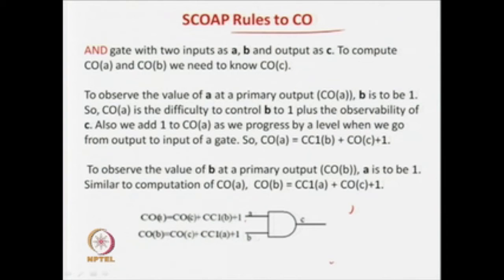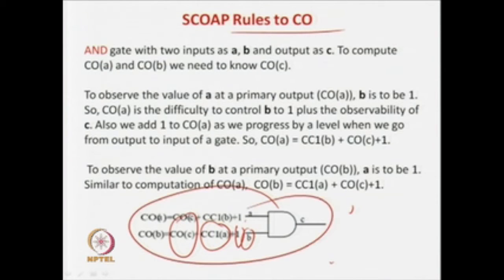Similarly, if you want to observe B, what you have to do? You have to make A as 1. So, the combinational controllability of A as 1 plus you have to observe C, because B will again be observed via C. So, this is there, and 1 for a level shift. So, these are the rules for the observability of an AND gate.